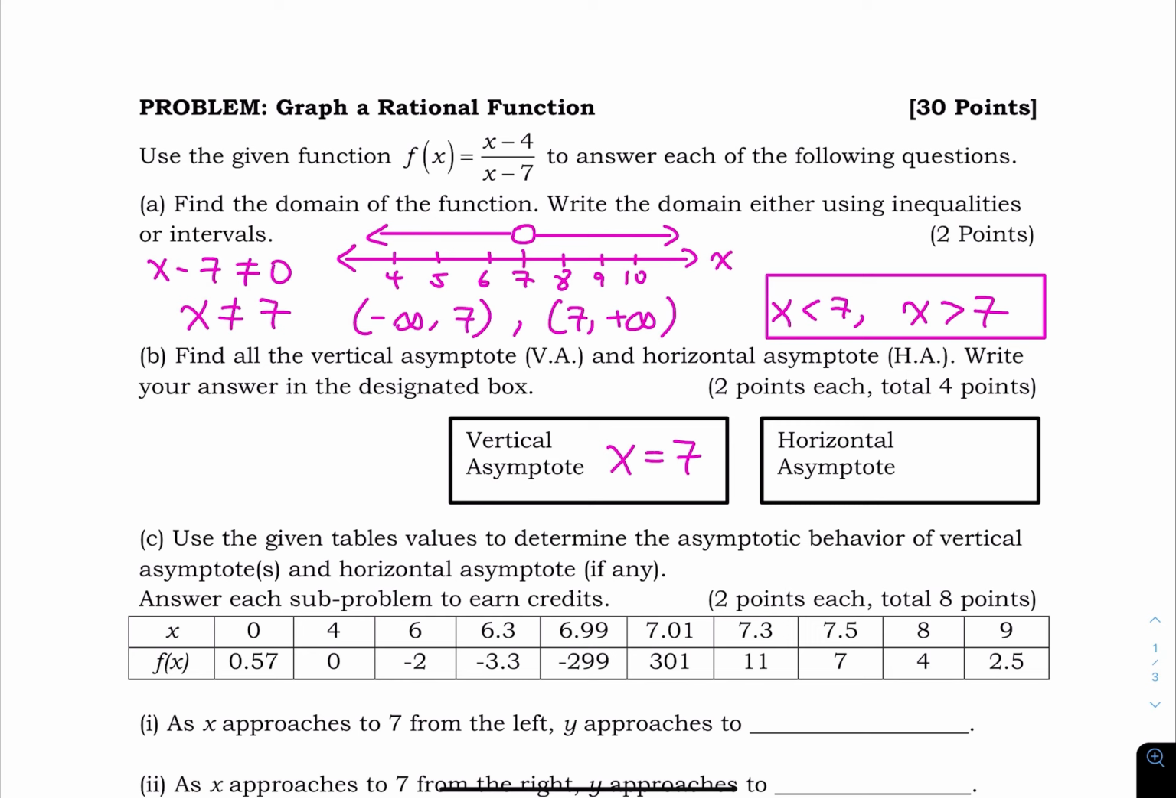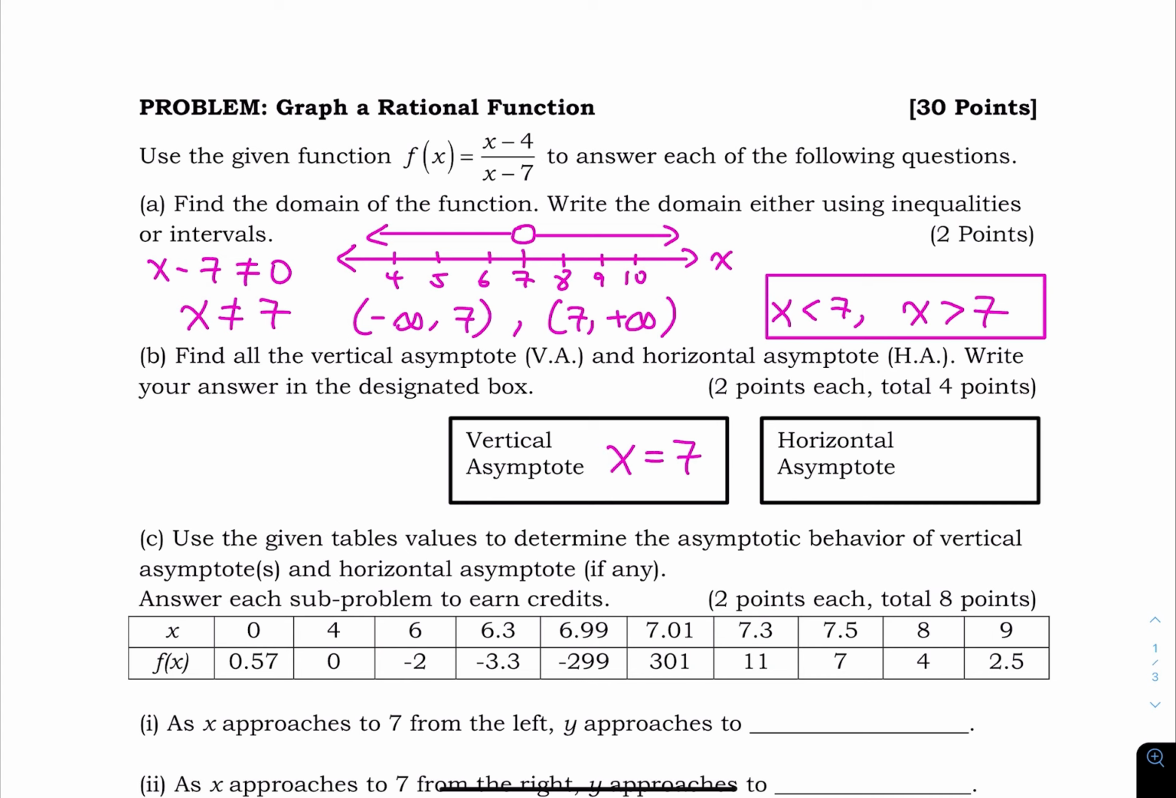And then for the horizontal asymptote, you have to look at the highest degree of x. The top has an x, the bottom has an x. They are both raised to the first degree, right? So that means the highest exponent of the numerator is equal to the highest exponent of the denominator. Therefore, the horizontal asymptote is the leading coefficient of the numerator divided by the leading coefficient of the denominator. By the way, the coefficient is the number in front of x. So that is a 1, that is a 1. What is 1 divided by 1? Which equals 1.